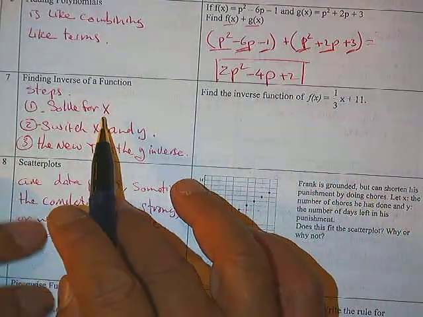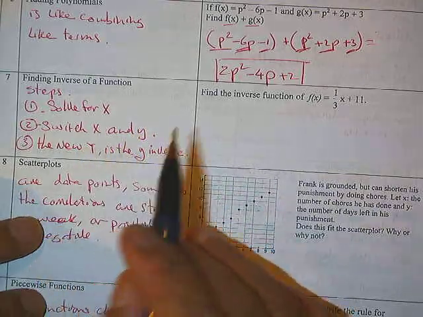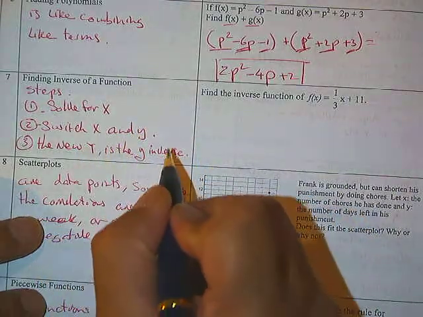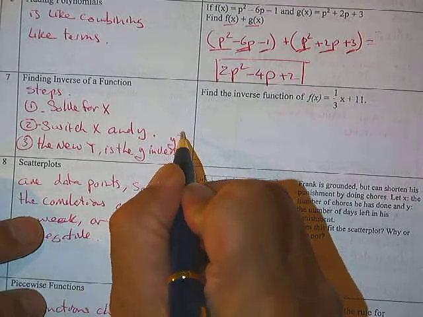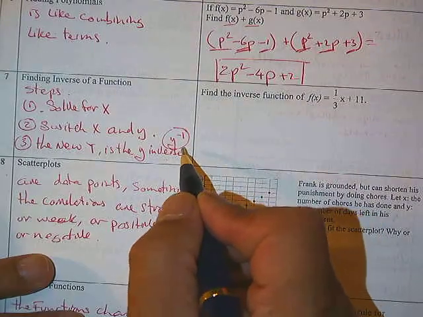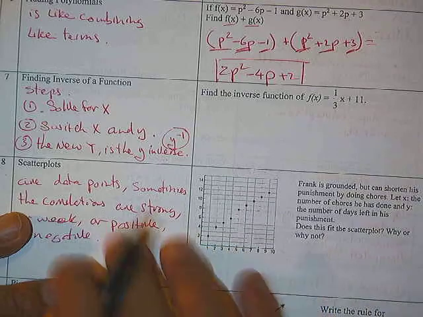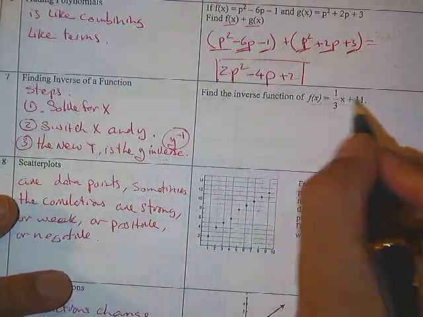Okay, this one, I don't know how simple this one is. It's finding the inverse of a function. So the inverse is where the x and the y change places, the domain and the range change places. So to find the inverse of a function, you first solve for the x, and then you switch the x with the y, and then the new y, that's your y inverse.